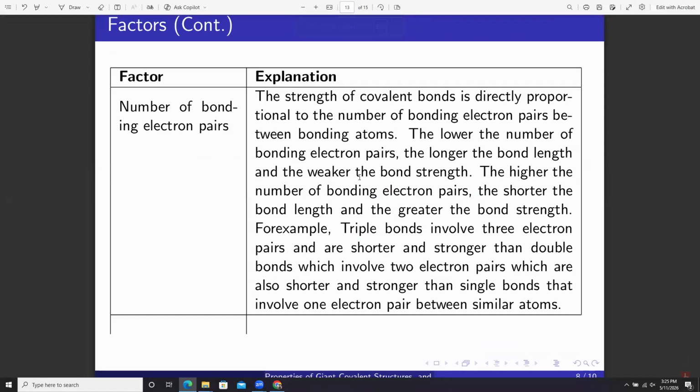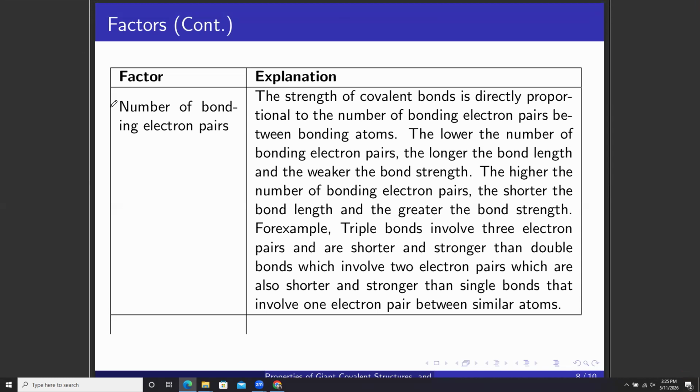Then we look at another factor. What does this factor say? Now, this factor is on number of bonding electron pairs. You recall the electron pairs? I highlighted these electron pairs at school and what they mean. I said that for a single bond, recall the formation of a single covalent bond in chlorine molecule.